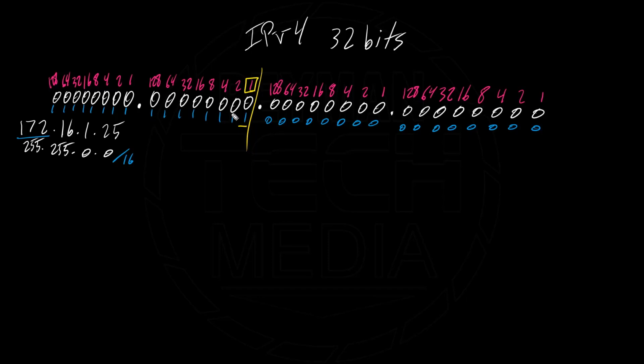So if we want to write down the network address, 172.16.0.0. So basically 255.255.0.0, that's the network address would be 172.16.0.0. So let's write down our network address. So we have 172.16.0.0. This is our network address.